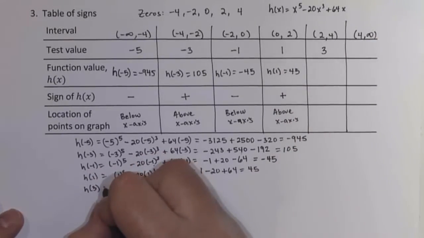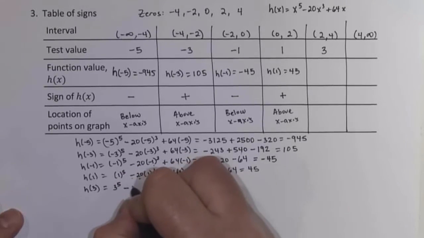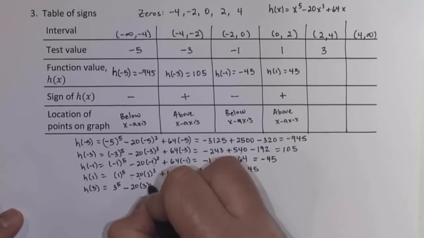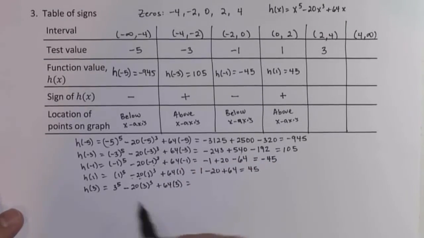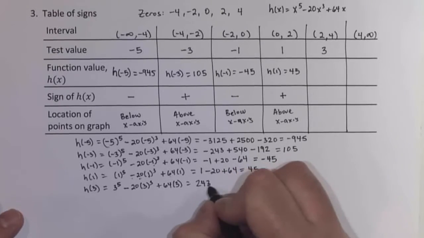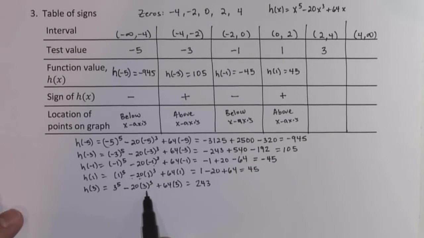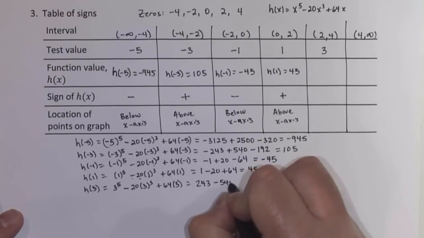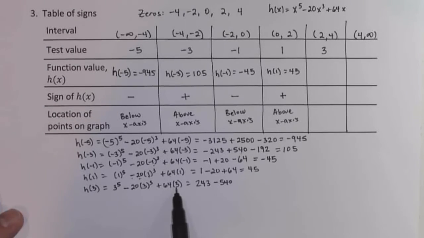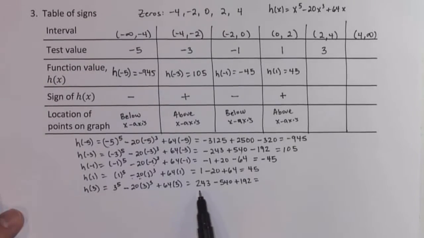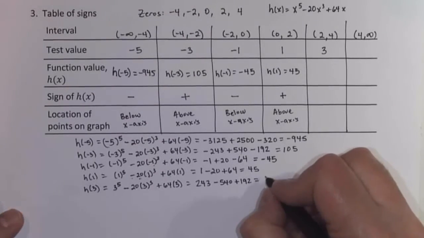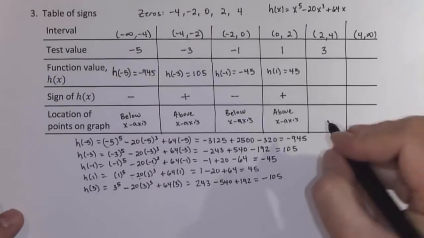find h of 3. So we're going to have 3 to the 5th power minus 20 times 3 cubed plus 64 times 3. 3 to the 5th power is 243. 3 cubed is 27. 27 times 20 is 540, and it's going to be minus, so minus 540. And 64 times 3 is 192, so we have plus 192. 243 minus 540 plus 192 is going to be negative 105.